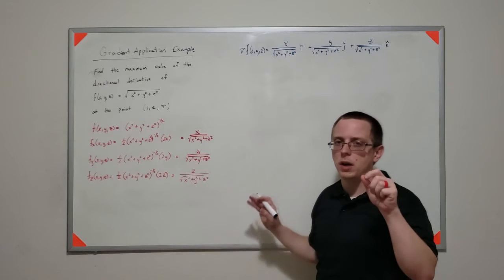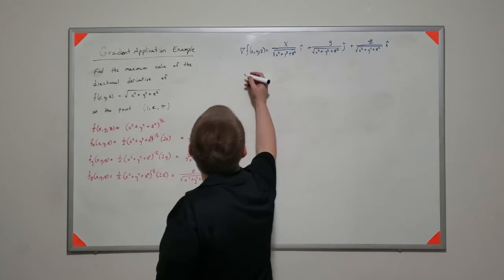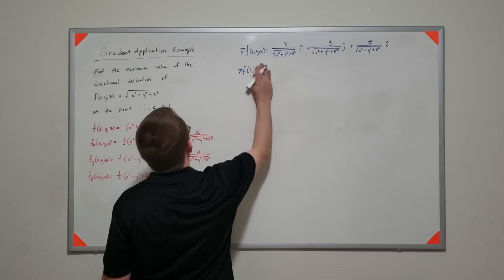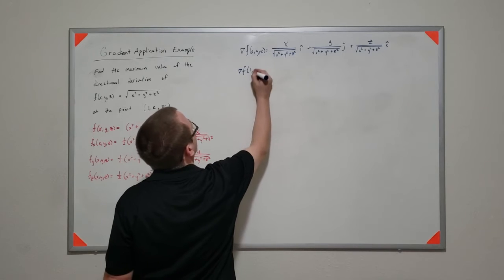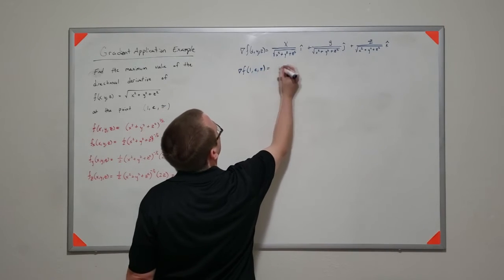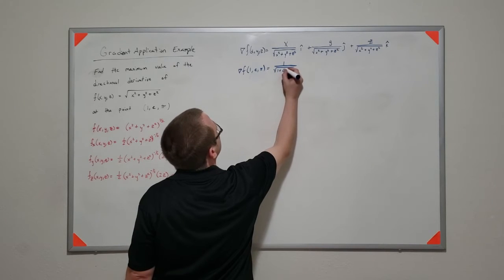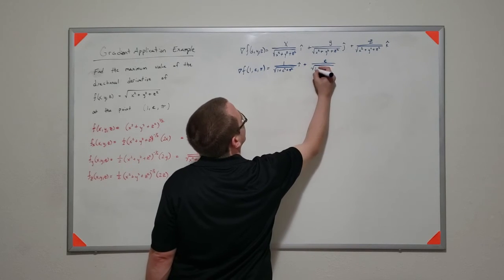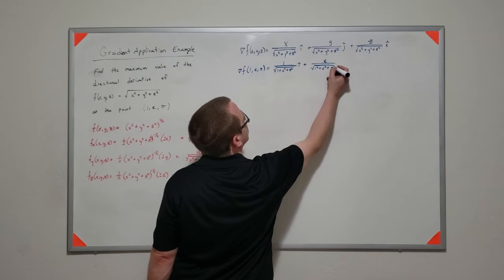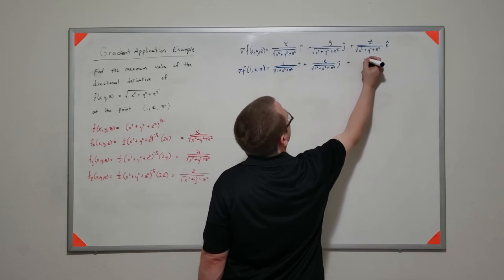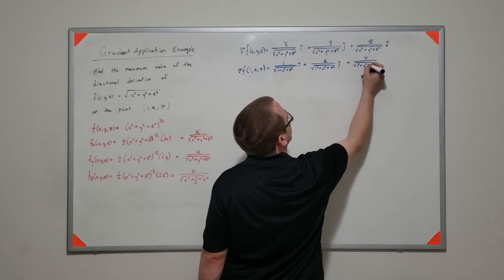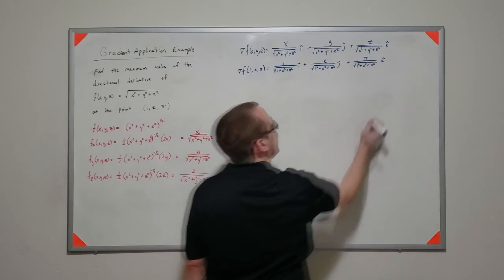Actually, let's go ahead and do it at the point. Now, I want to point out something once we're done here. So if we get it at (1, e, pi), we have 1 over the square root of 1 plus e squared plus pi squared i, plus e over the square root of 1 plus e squared plus pi squared j, plus pi over the square root of 1 plus e squared plus pi squared k.